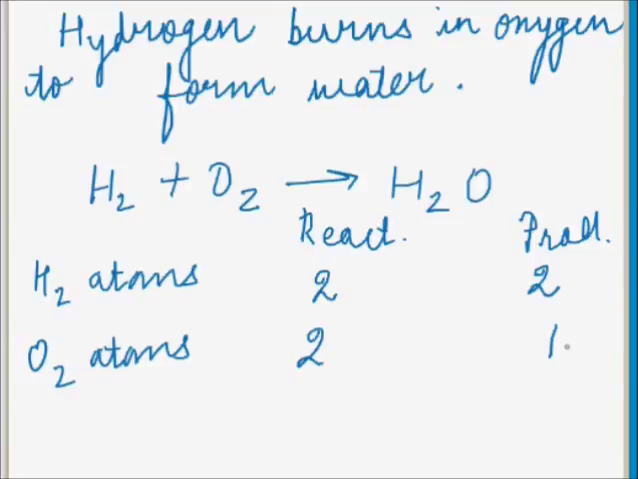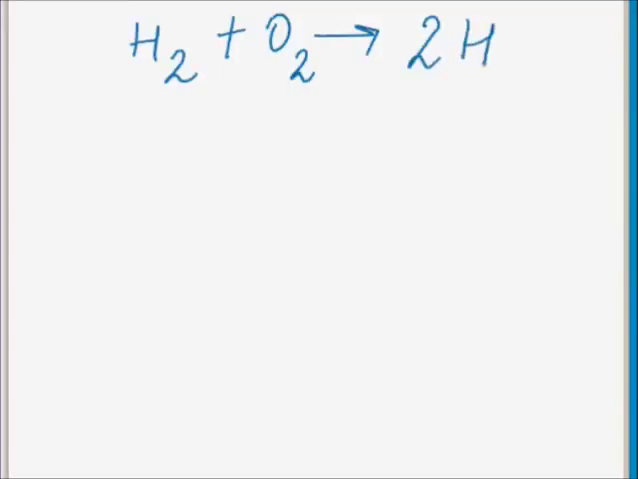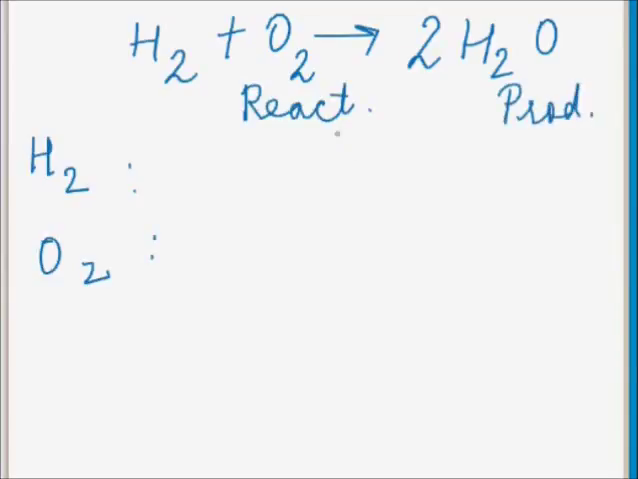So we have to multiply the 2 oxygen atoms on the right hand side. So our equation will become H2 plus O2. It will give 2H2O. Now again counting the number of hydrogen and oxygen atoms on both sides, that is on reactant side and on product side. 2 hydrogen atoms on reactant side, 4 hydrogen atoms on product side, 2 oxygen atoms on reactant side and 2 oxygen atoms on product side.